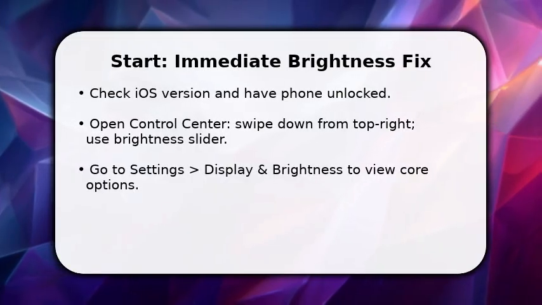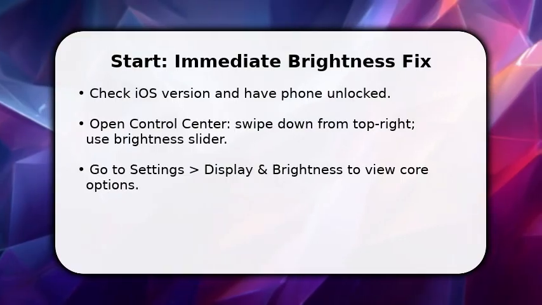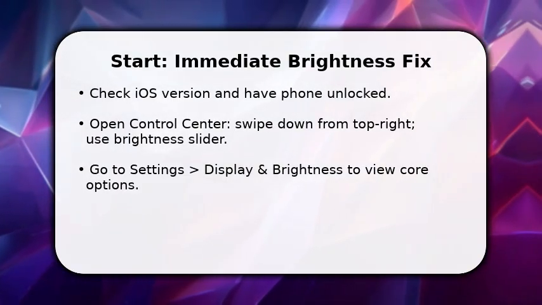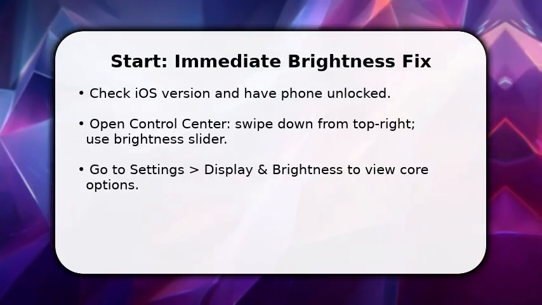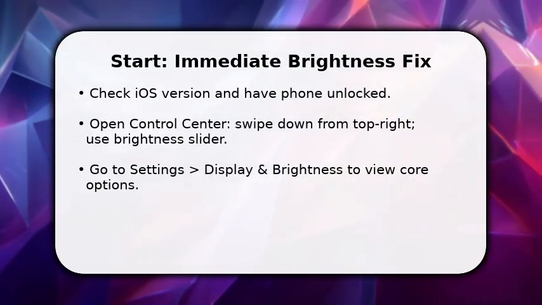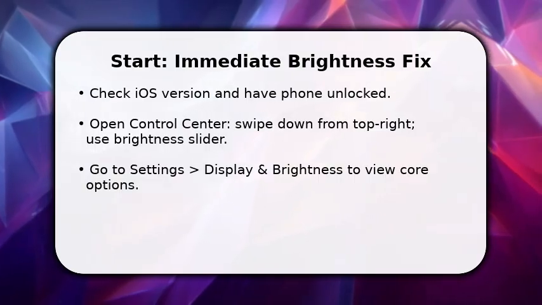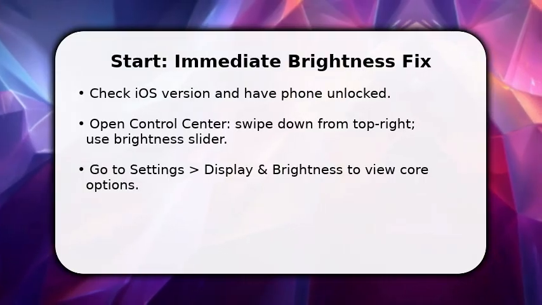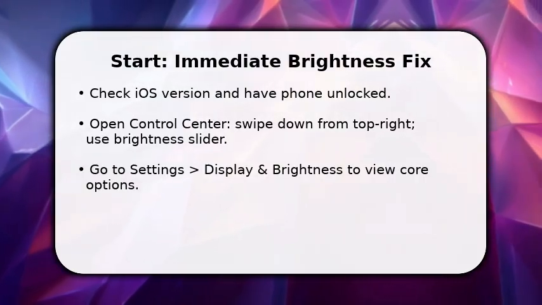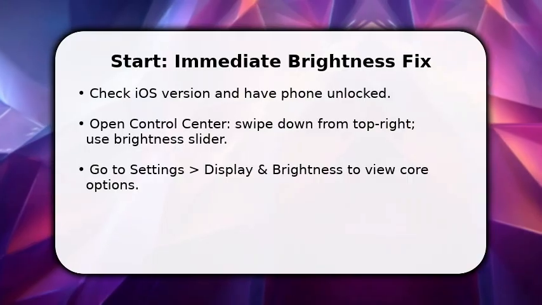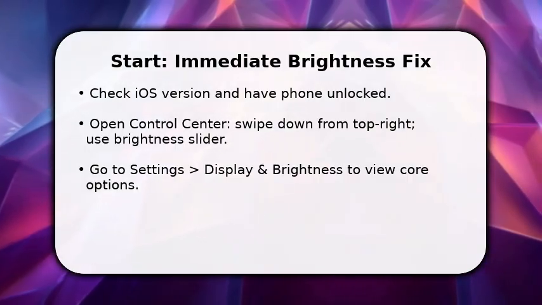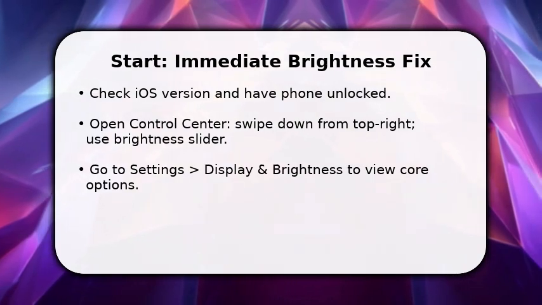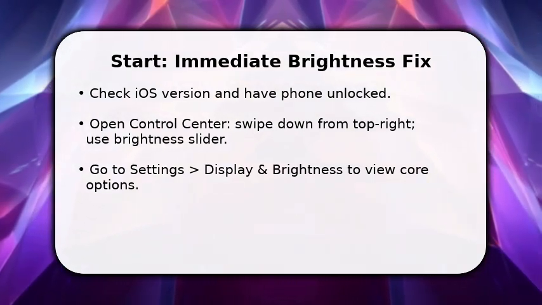You'll begin by taking direct control of the screen. First, swipe down from the top right to open Control Center and drag the brightness slider to a comfortable level. This gives instant feedback. Once done, open Settings, Display and Brightness to see persistent controls like True Tone and Auto Brightness. Make sure Auto Brightness is visible under Accessibility if you prefer manual control. These first actions change immediate output and reveal the system features that might be altering brightness automatically.